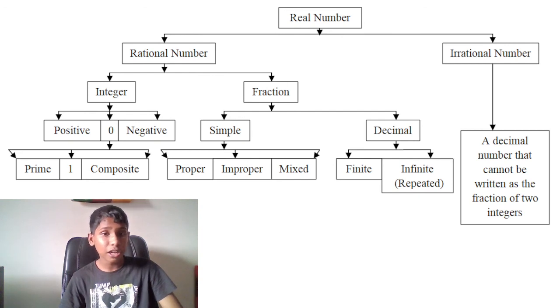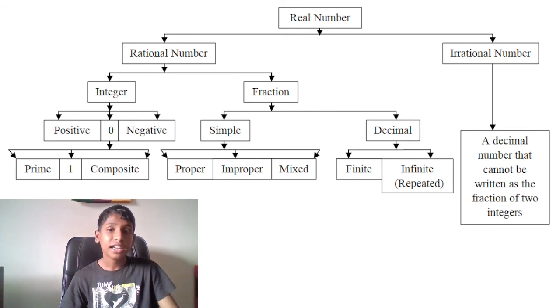So that's all about real numbers, basically. We talked about rational numbers, irrational numbers, and different types of rational numbers, like integers, fractions, and all categories of integers and fractions as well.